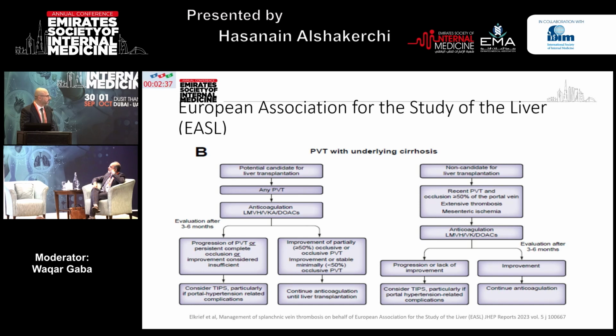Then basically they go into this pathway and tend to be treated with anticoagulation. The same applies if they are non-candidates. You look at the difference whether they should be anticoagulated or not.